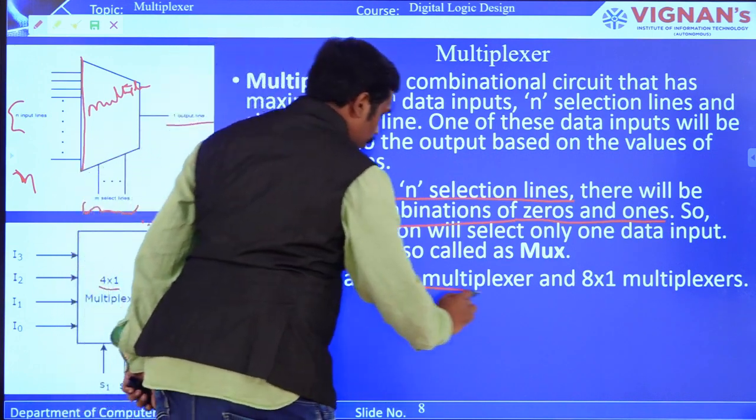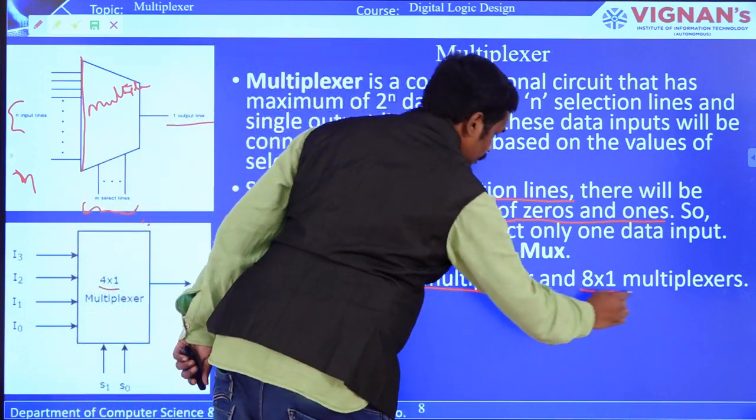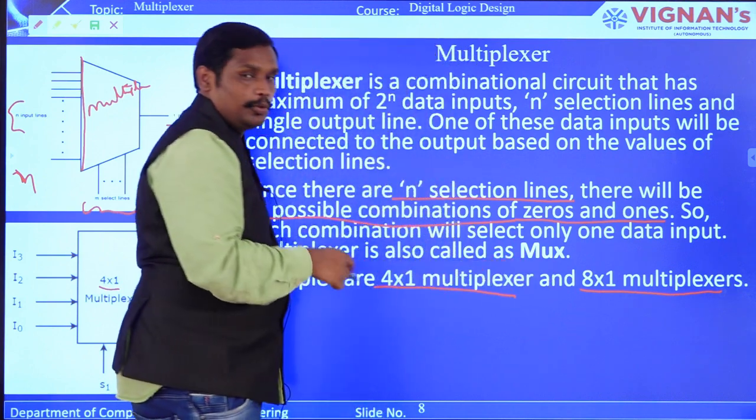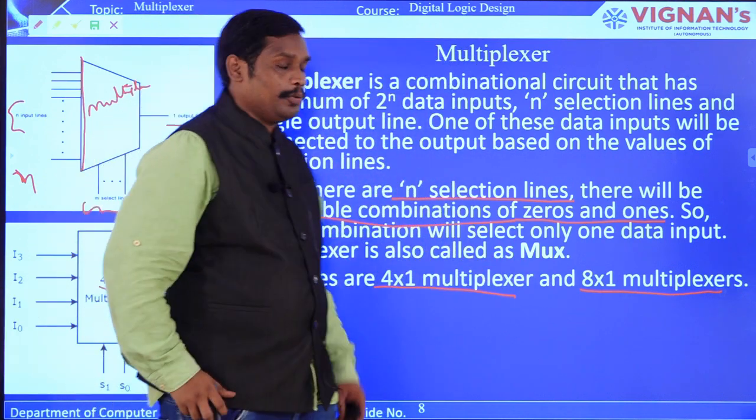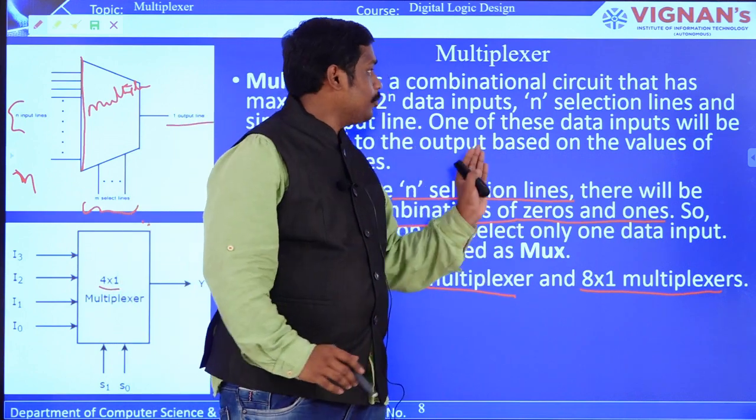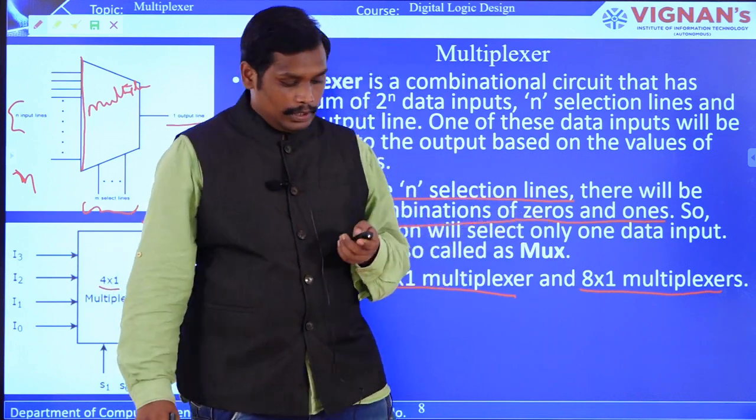So the 8 by 1 multiplexer is there, as well as the 4 by 1 multiplexer. So 2 types of multiplexers are there. In the same way, you can also have 16 by 1 or 32 by 1 multiplexers. So this is how you are going to construct a multiplexer.